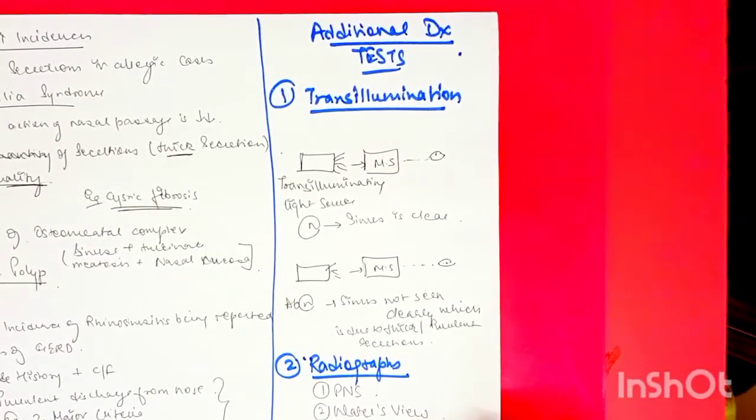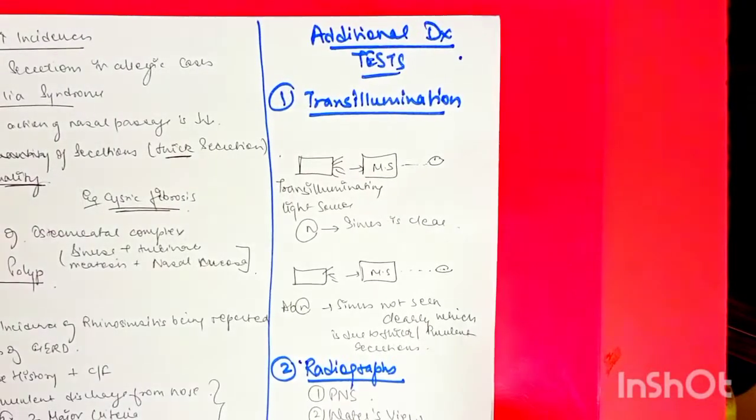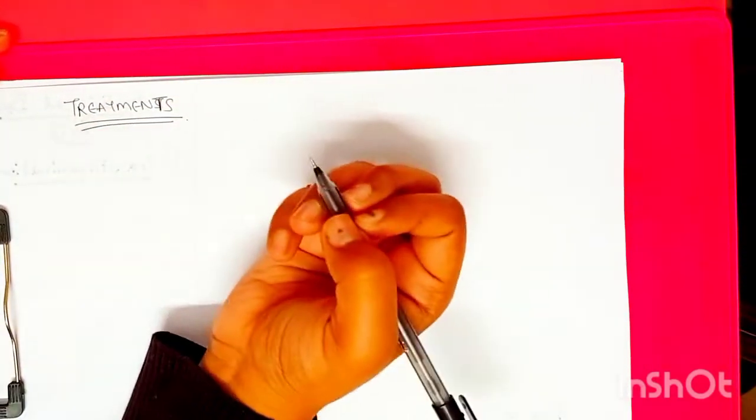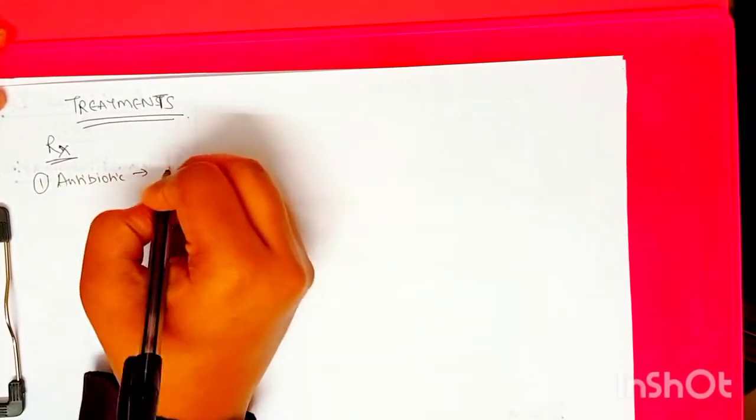So after this, all the diagnosis, we move to the treatment. And the treatment for the sinusitis is, first we'll do the conservative treatment, that is the medicinal treatment. So we'll give the medicines first, which we give in case of bacterial causes, antibiotics. We can give penicillin, we can give cephalosporin.